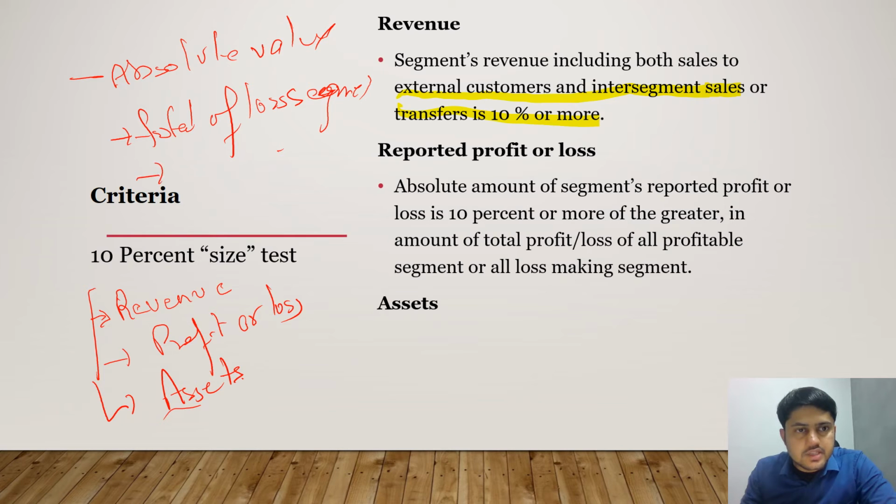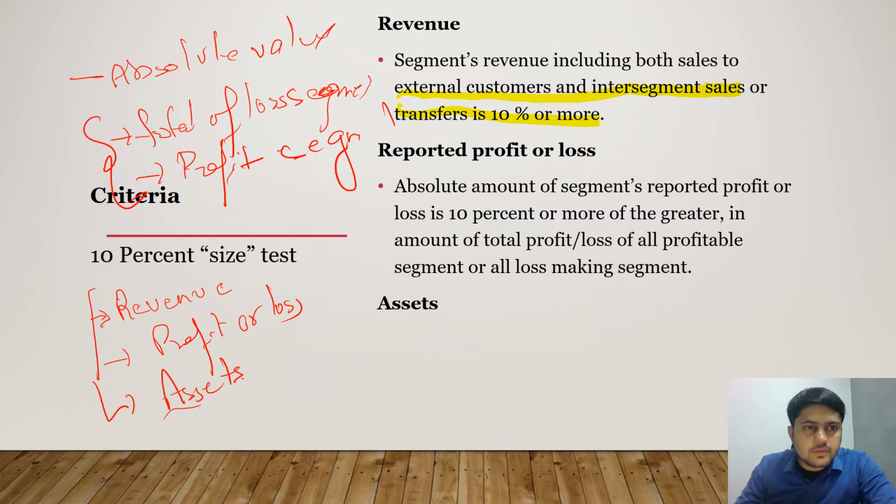And then second is absolute value of total of profit segments, right? So out of these two, you will have to check the greater of. So whichever is greater should be considered for the criteria of reported profit. And then if any segment has 10% or more of the greater, it should be a reportable segment.